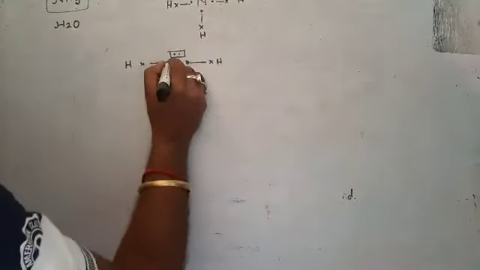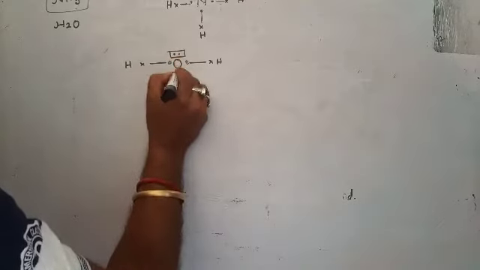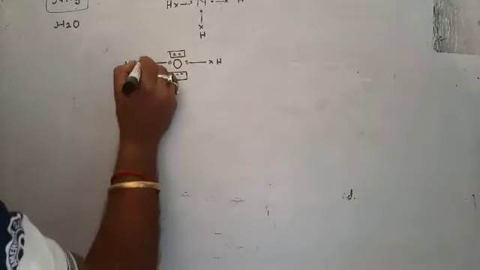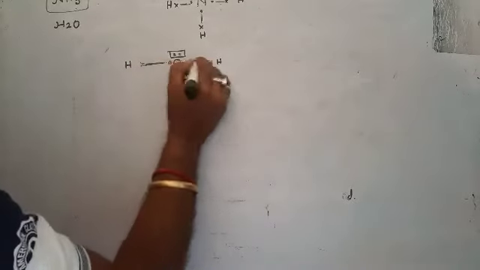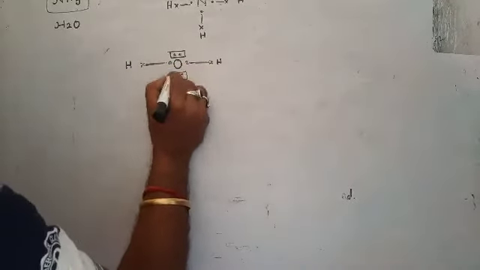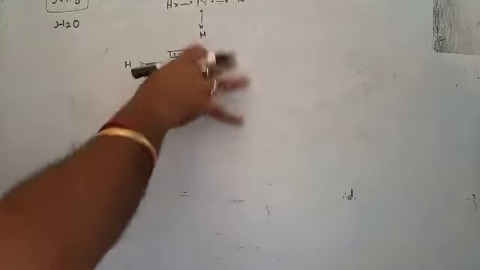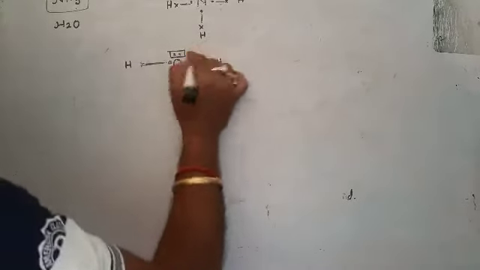What about oxygen? Water: oxygen has 6 valence electrons, combined with 2 atoms of hydrogen. Here they combined, here they combined, but these are not taking part in mutual sharing. So these are known as lone pairs.